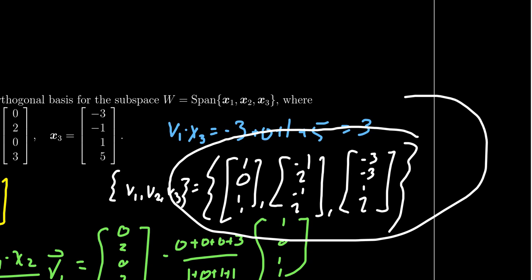If you were then asked to compute an orthonormal basis, then you'd have to normalize each of these vectors. We're not required to do that, so the fact that they're not normal vectors is acceptable for us.